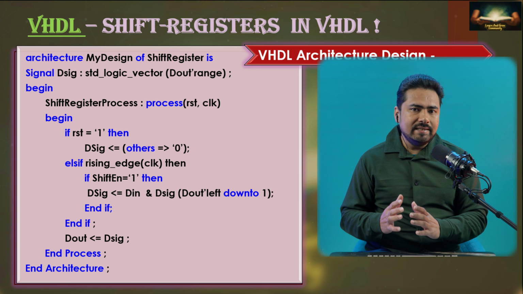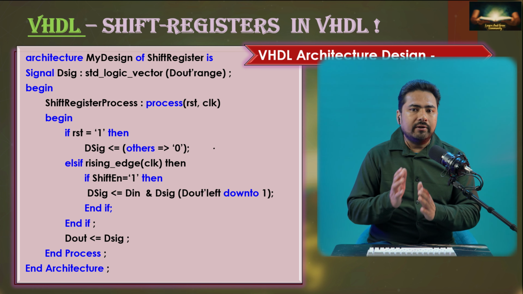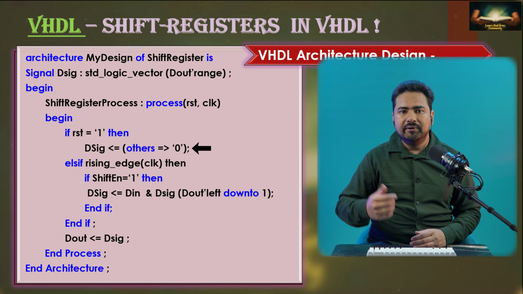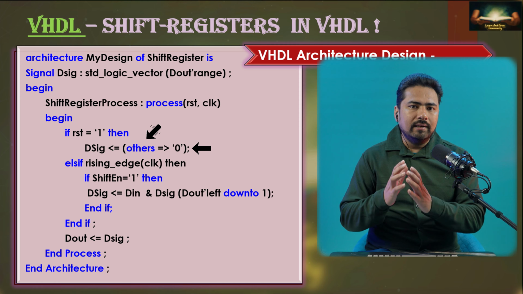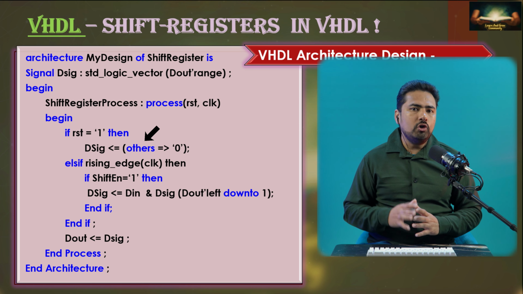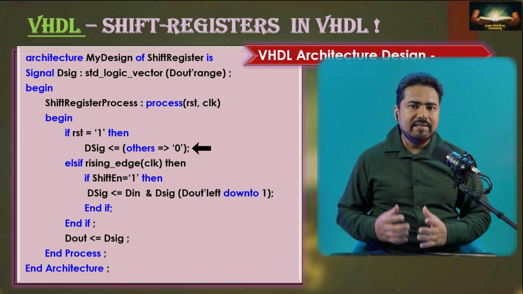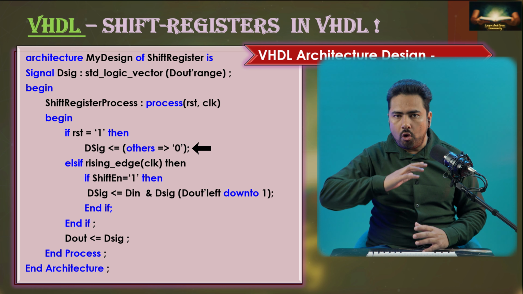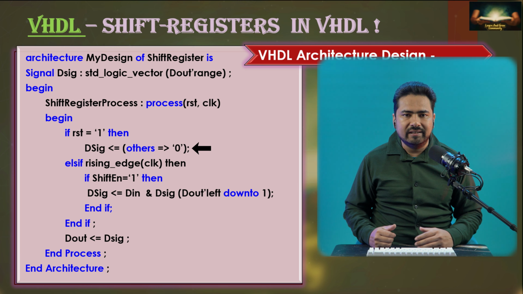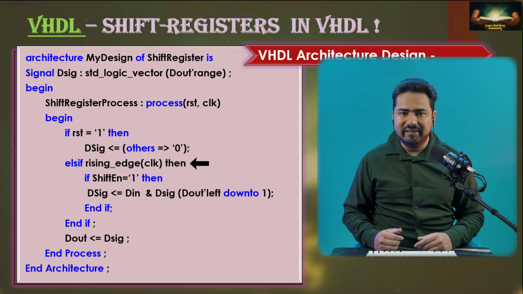Now we have covered in the last session how to assign values to an undetermined length vector like here. So we used the others keyword here. If you are not clear about this, please watch my previous session on the others keyword. So this statement will set 0 to all the output bits of the vector signal. Next, we check for the rising edge of the clock signal.